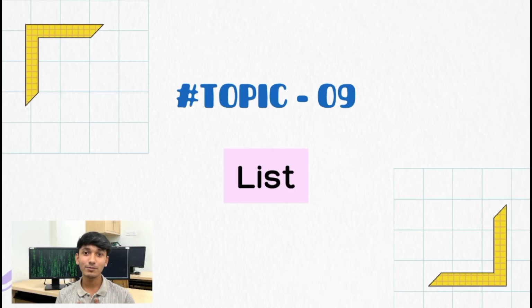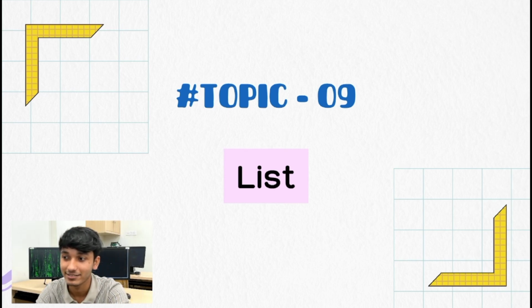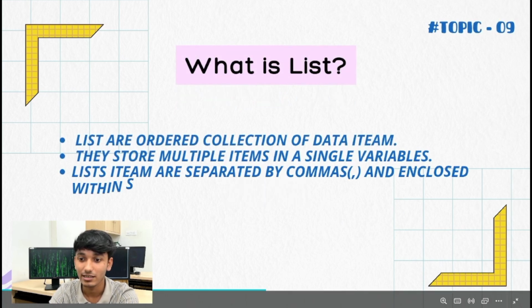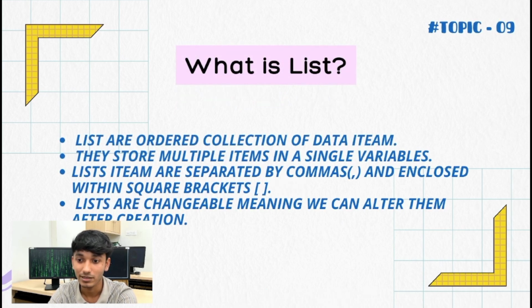Hello everybody, my name is Alish and I am going to explain list in Python. So let's start. What is a list? Lists are ordered collections of data items. They store multiple items in a single variable. They are separated by commas and enclosed in square brackets. They are changeable, meaning we can alter them after creation.